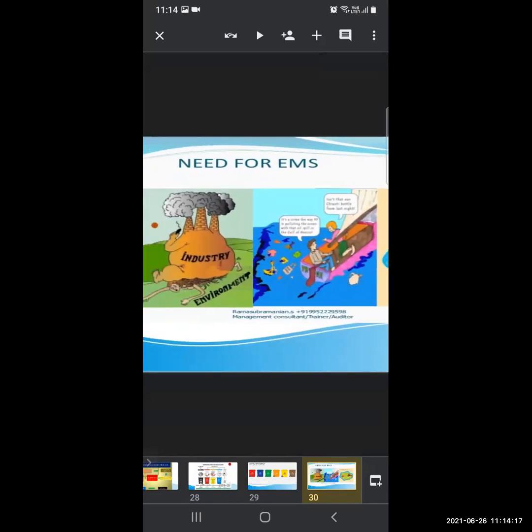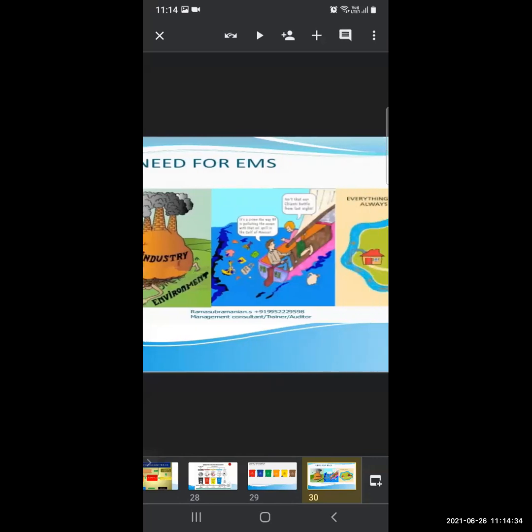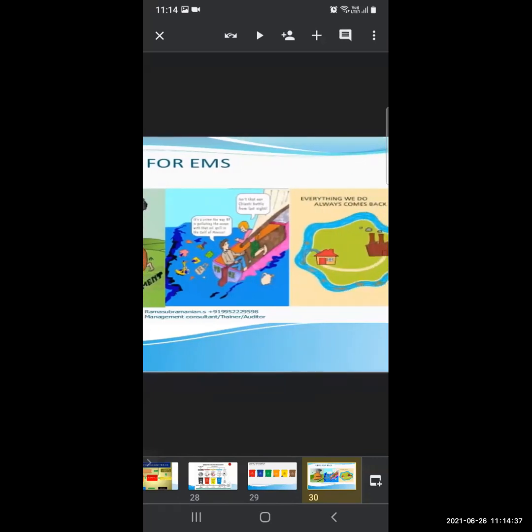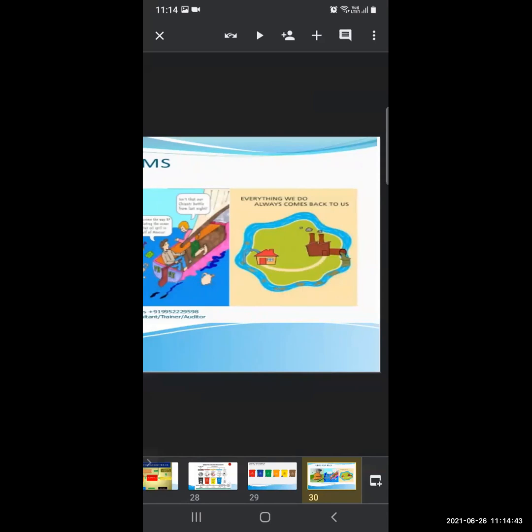Now, the need for EMS, that is Environment Management System. See the industrial area, industry, this is creating a lot of air pollution, killing the humans. Then the garbage is thrown into the oceans. Everything we do always comes back to us. When the floods are coming, whatever garbage you have thrown, plastics, carry bags, that same garbage comes into our house.